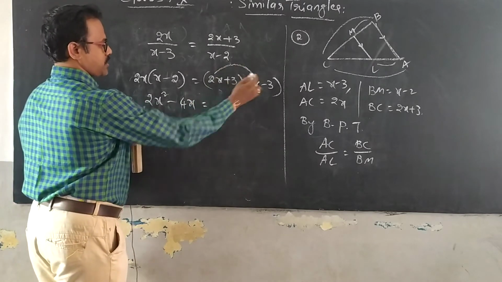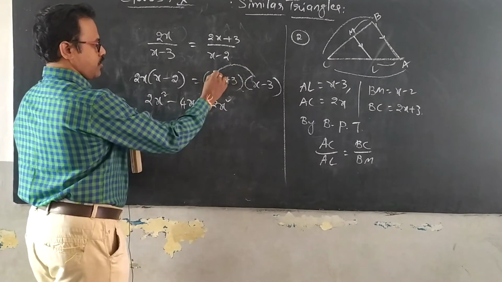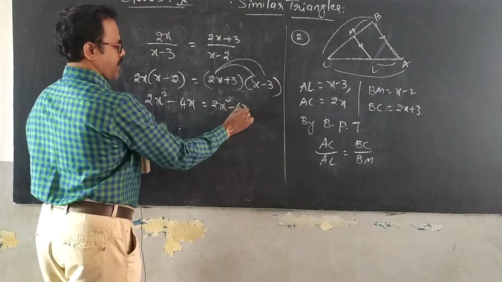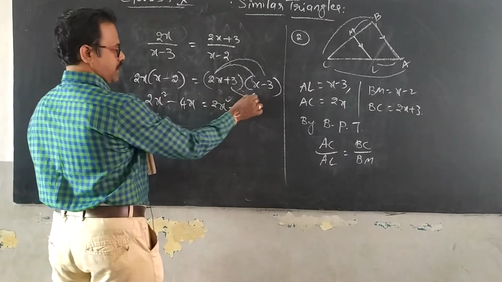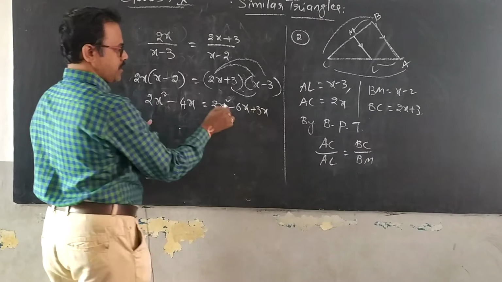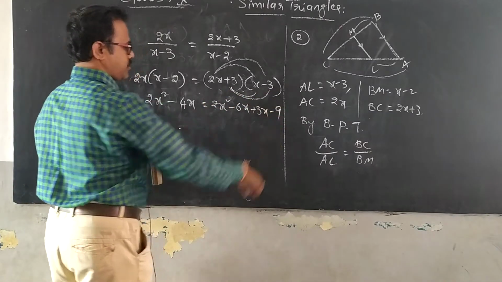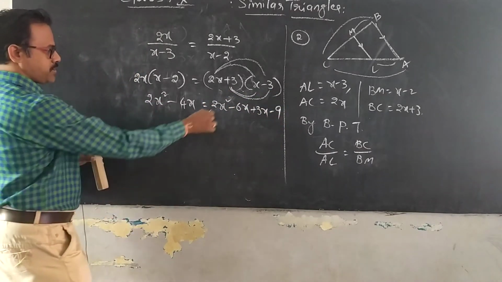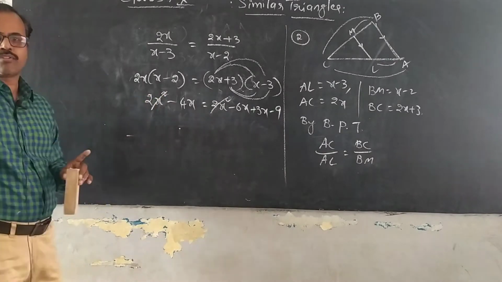2x into x, you get 2x square. 2x into minus 3, you get minus 6x. Now plus 3 into x, you get plus 3x. Plus 3 into minus 3, you get minus 9. When you observe, 2x square and 2x square will be cancelled.